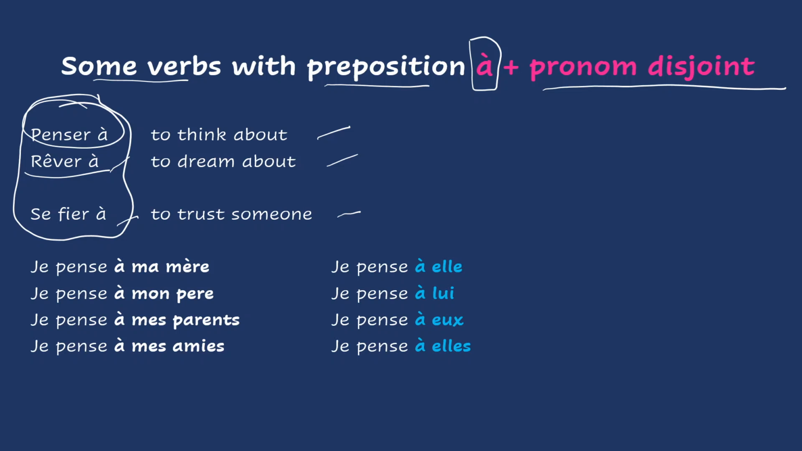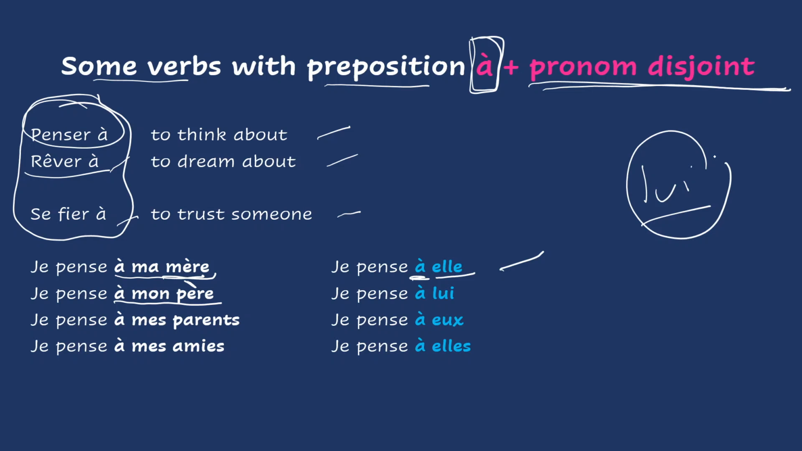Those verbs build with à, and you will have a person, but instead of using lui, which is the pronoun we should use, we are going to use a pronom disjoint. You keep the preposition and add elle if the noun is feminine. Je pense à ma mère, je pense à elle. Je pense à mon père, same thing. Instead of using lui as we just saw in the previous slide, you will keep the preposition à, and therefore it is a pronom disjoint here.